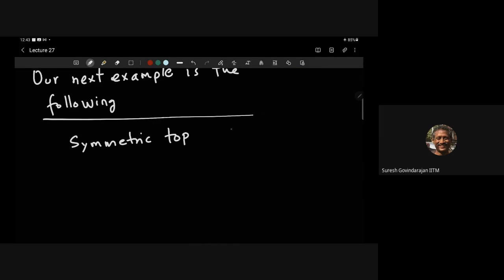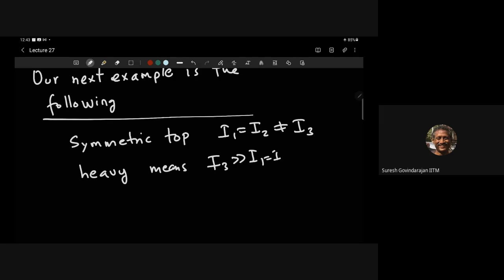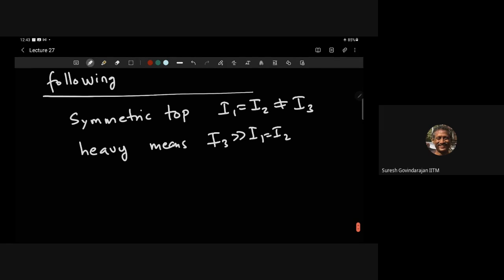Symmetric means, let's say I1 is equal to I2. We already considered that. It is not equal to I3. I think this is what you are referring to. There's also nomenclature. Heavy means that I3 is much, much greater than I1, which is equal to I2. So this could have been applied for a free top also, but the top is under the action of gravity.